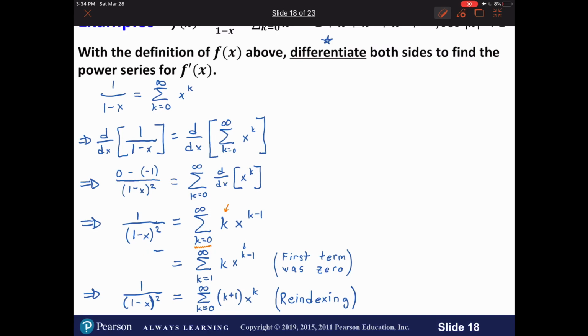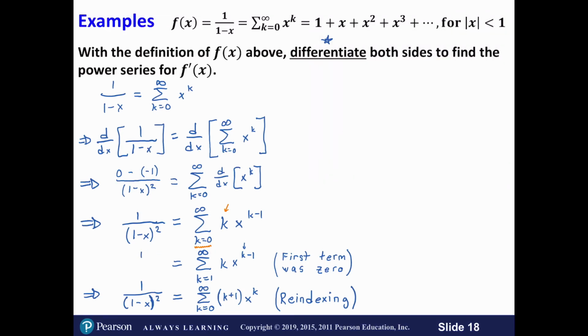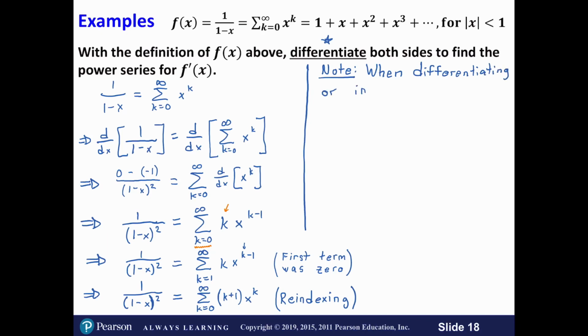Okay, let me make this look a little bit nicer. Great. So, yeah, we can now write this function over here on the left, 1 over 1 minus x quantity squared, as that infinite sum. All right, so let me write this note. When differentiating or integrating, the interval of convergence will stay the same, except the endpoints might change.